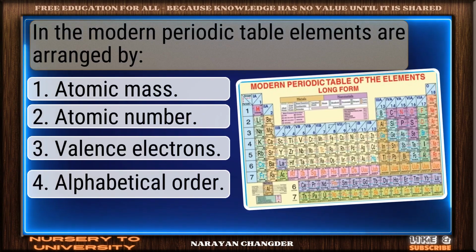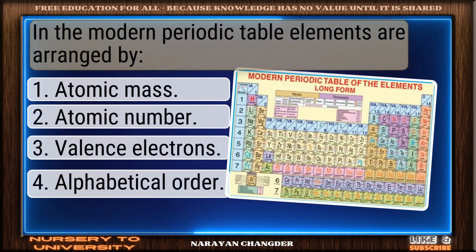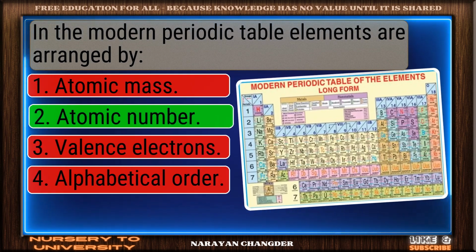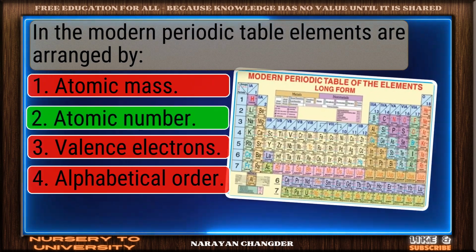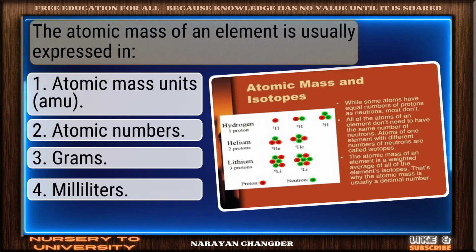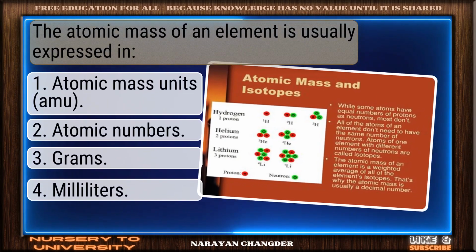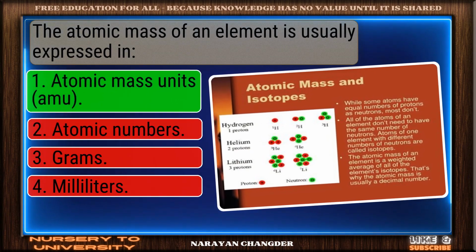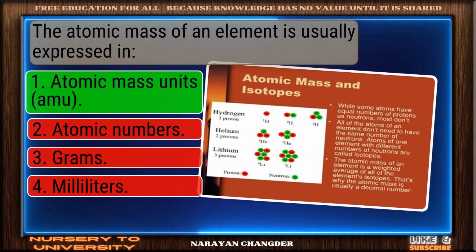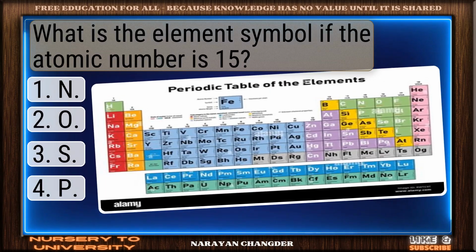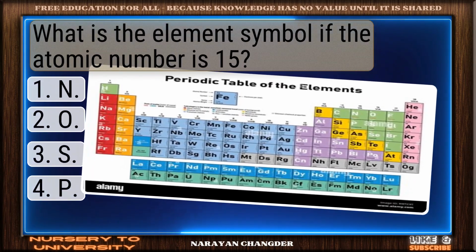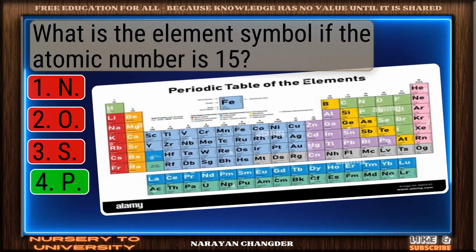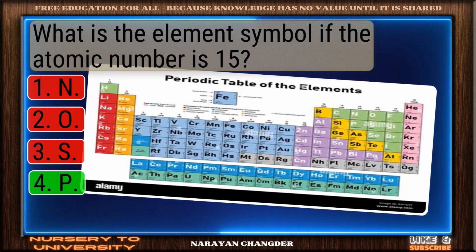In the modern periodic table, elements are arranged by. Good thinking. Atomic number is the right answer. The atomic mass of an element is usually expressed in. Excellent choice. Atomic mass units is the right answer. What is the element symbol if the atomic number is 15? Clear logic. Your choice P is sound.